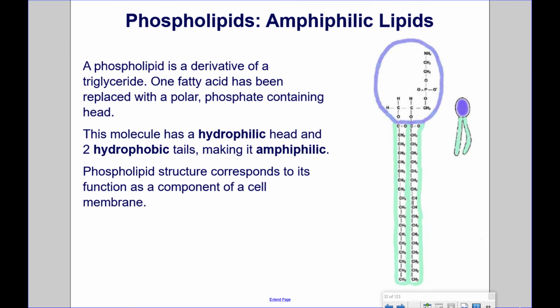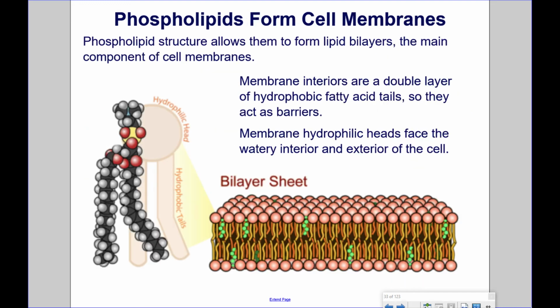Phospholipids. Amphiphilic lipids. A phospholipid is a derivative of a triglyceride. 1 fatty acid has been replaced with a polar, phosphate-containing head. This molecule has a hydrophilic head and 2 hydrophobic tails, making it amphiphilic. Phospholipid structure corresponds to its function as a component of a cell membrane.